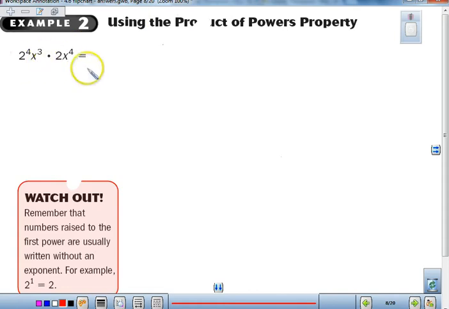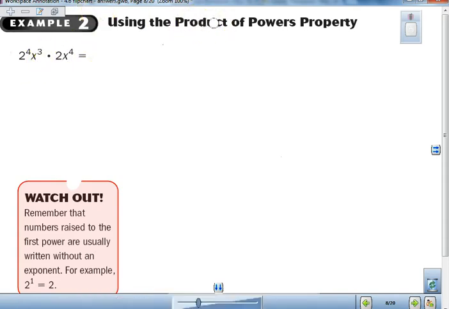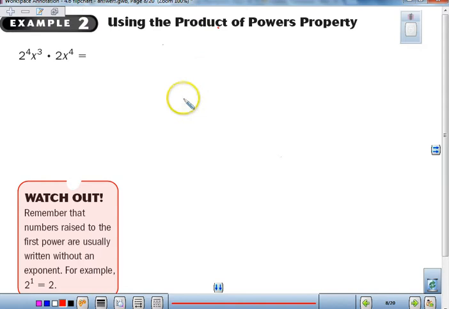Example 2. A little different as we are looking at that. We're using product of powers property. It says, watch out. Remember that a number raised to the first power is usually written without the exponent. For example, 2 to the first is actually written as just 2. So you've got to be careful for that.